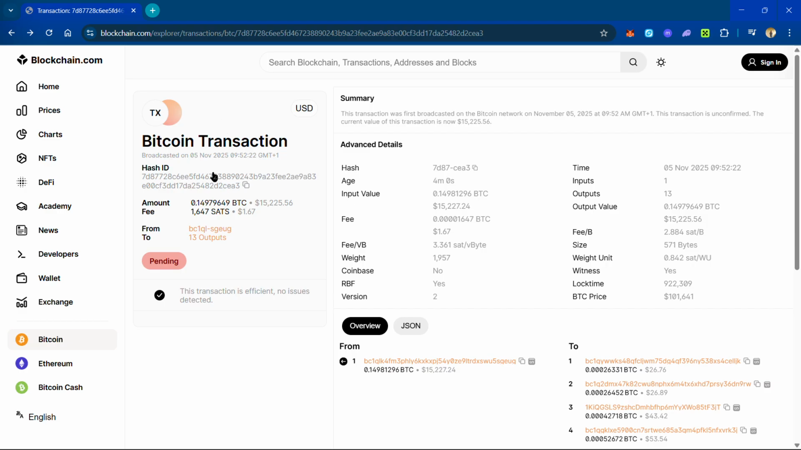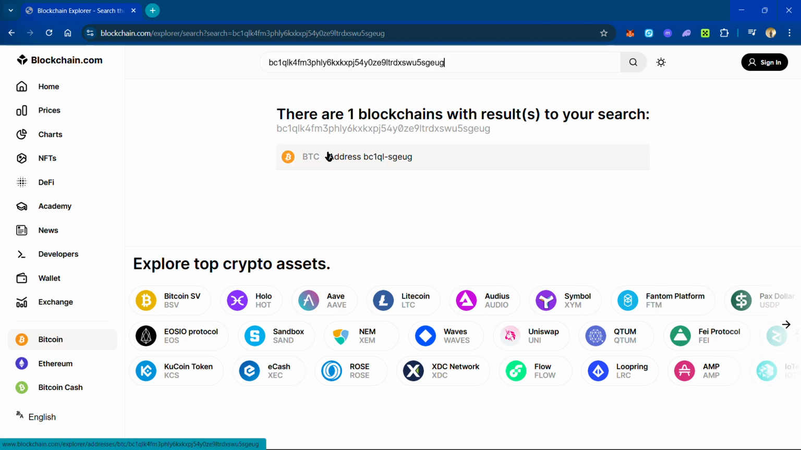So we get back. Remember I copied the address. I'll come here and paste it. This is the person's address. Pasted it. Now, as you can see, it is saying that this is an address, written down here. To click on the address.